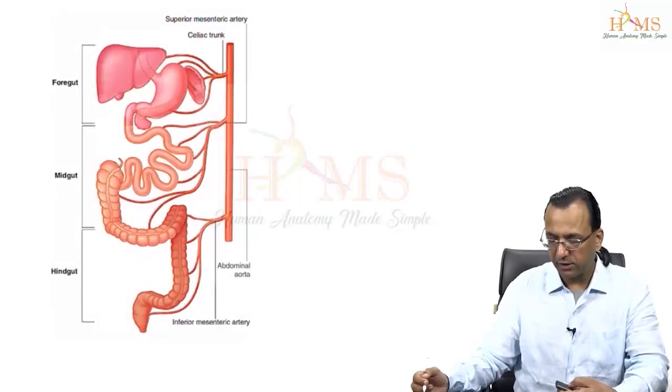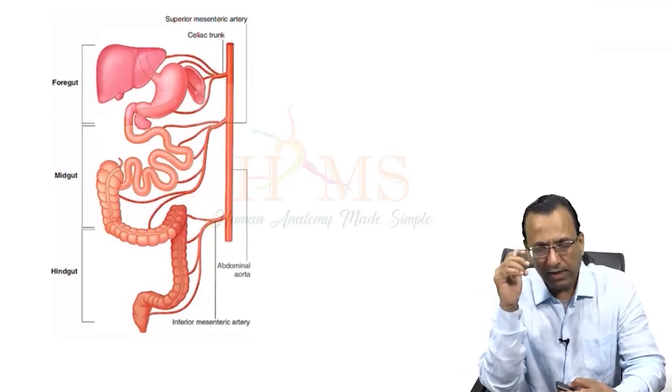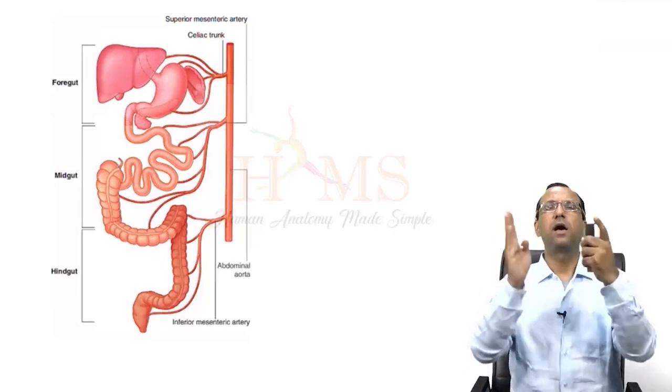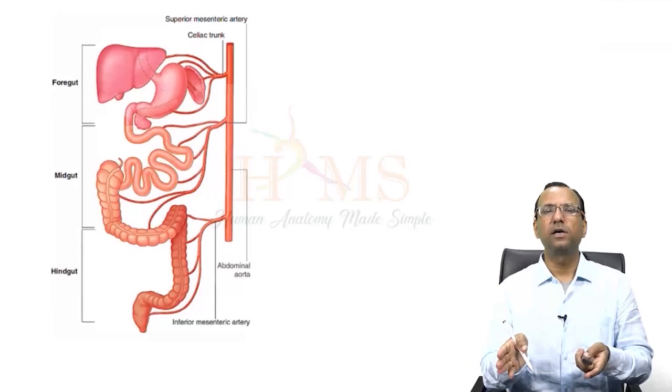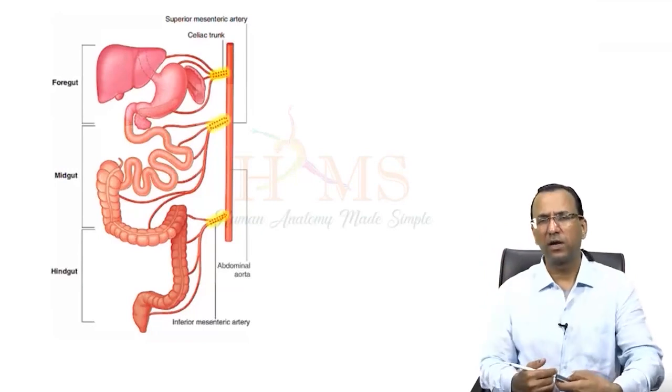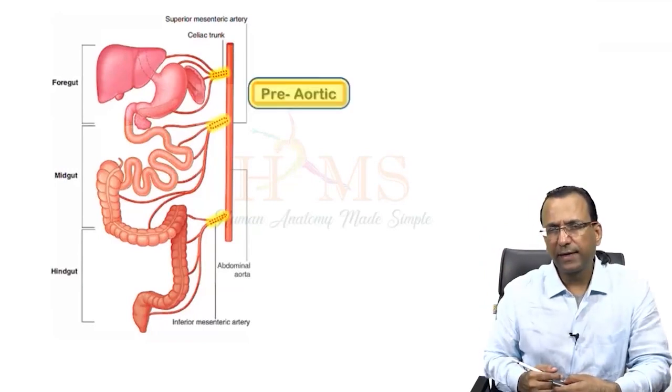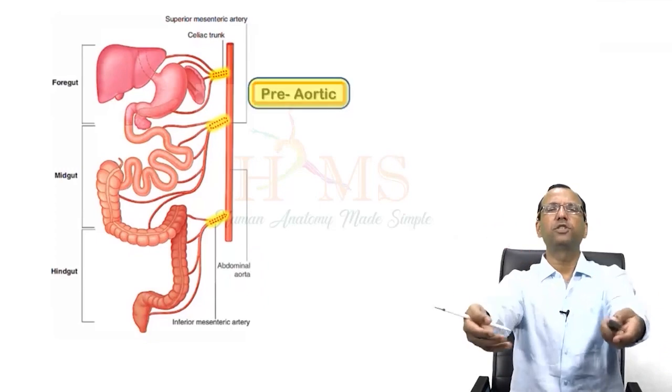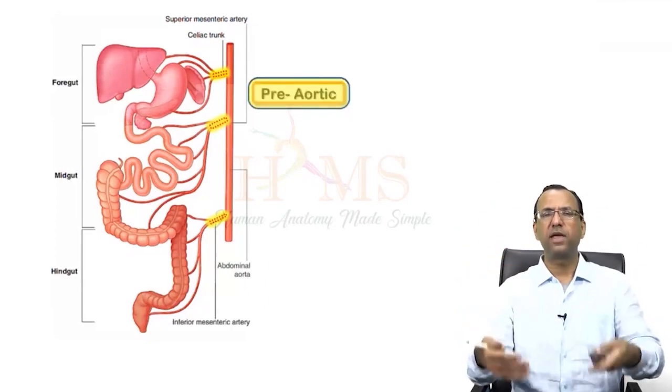Here's the explanation. We are looking at lymphatics. See, arteries are going anterior to the aorta to the gut tube. So, lymphatics of the gut tube will come in front of the aorta. So, they are coming into pre-aortic lymph nodes. Gut lymphatics will come in front of the aorta, pre-aortic lymph node.